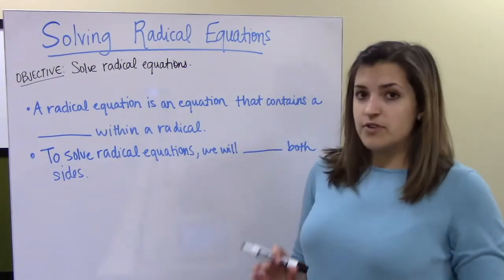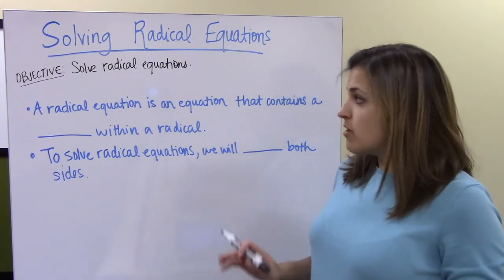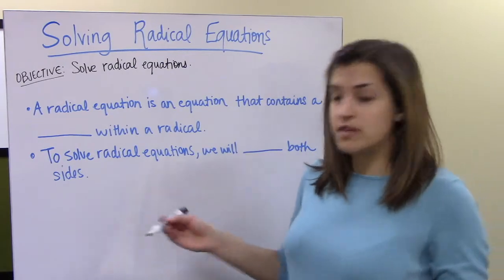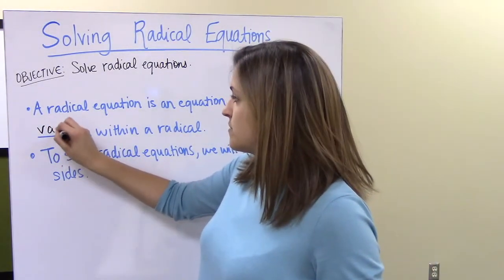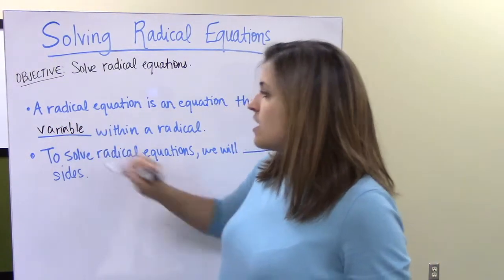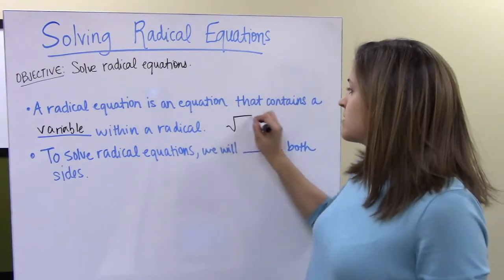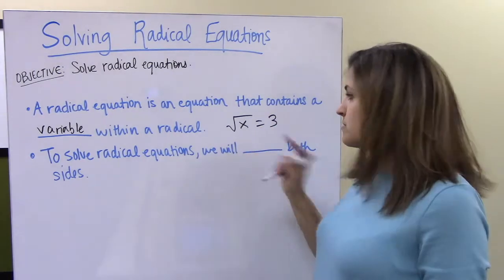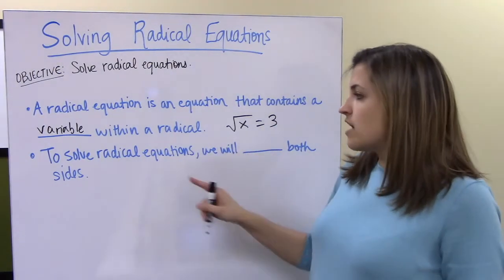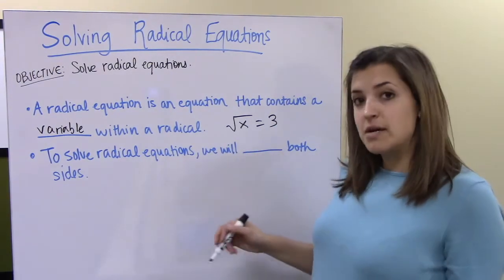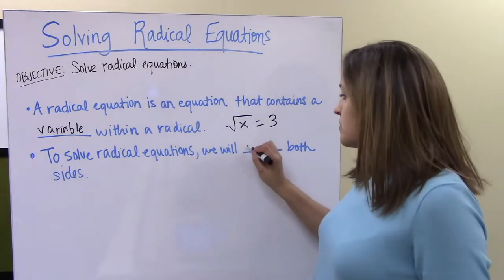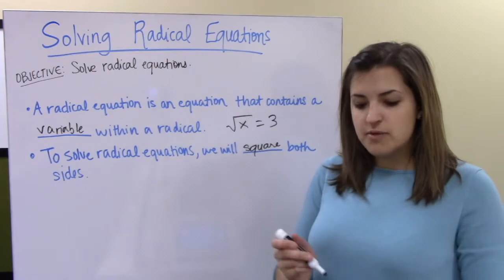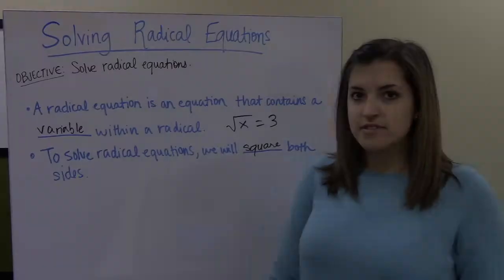All right, so first a few things we should know. A radical equation is an equation that contains a variable within a radical. So a variable here. And this looks like something like square root of x equals 3. That's a radical equation. Our variable is within the radical. To solve radical equations, we will end up squaring both sides. So we will square both sides of our equation. All right, let's jump right in and do a bunch of problems.